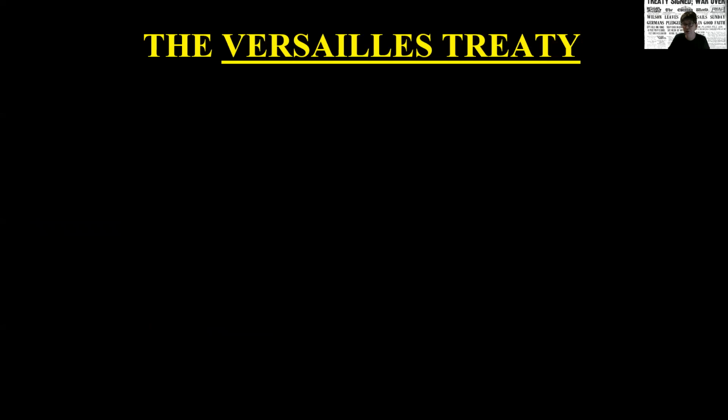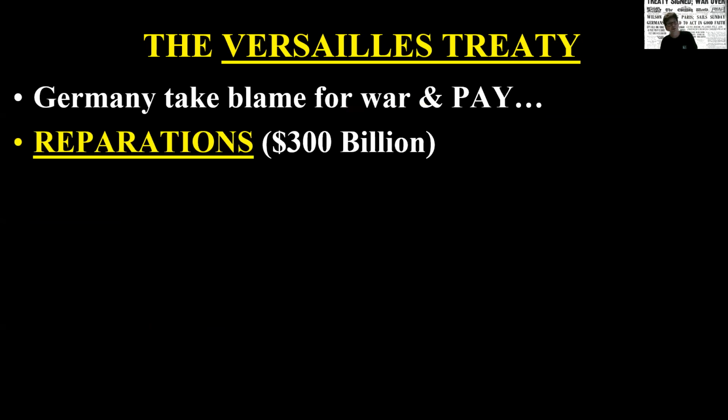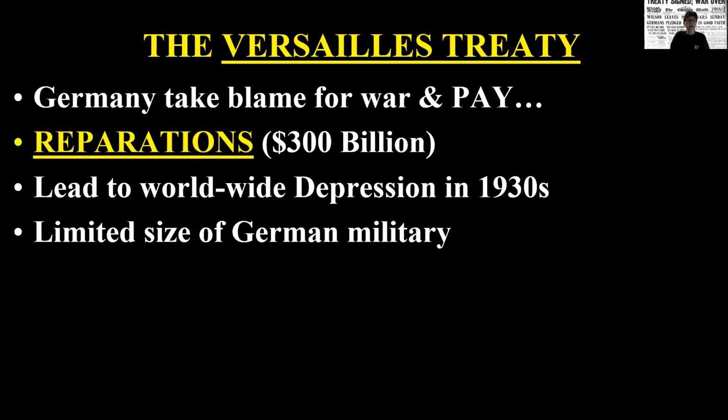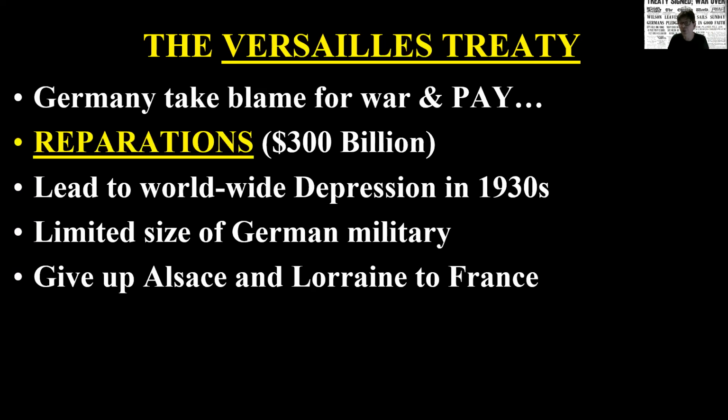So here's the failure of the Treaty of Versailles. Germany was to take blame for the war and pay reparations, $300 billion in 1919 money. It leads to a worldwide Great Depression in the 1930s. It limits the size of the German military. They have to give up German territory to France, particularly Alsace and Lorraine, which right today is eastern France.